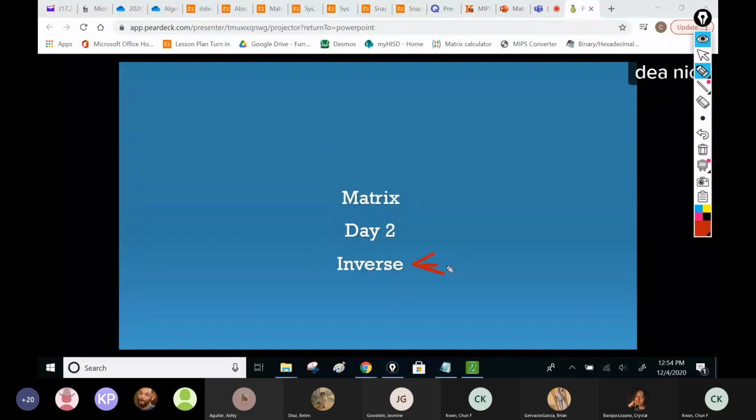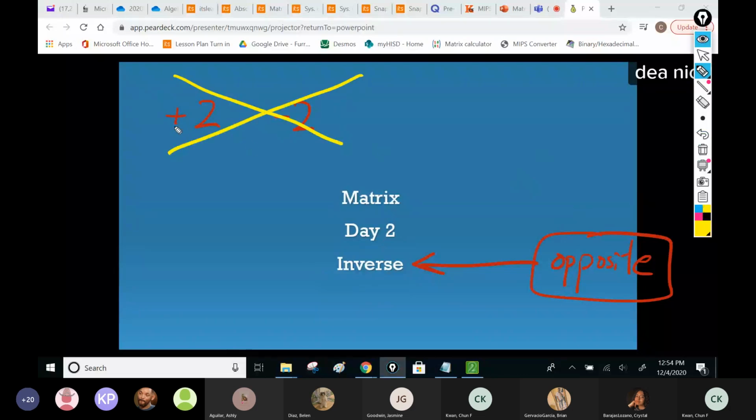So we are talking about inverse matrix. The word inverse is basically kind of like saying opposite. So we are trying to get the inverse of any matrix. When I say opposite, I'm not saying something like positive turning into negative. That is not inverse. Inverse is not positive turning into negative or negative turning into positive. That's not an inverse. So I want you guys to understand inverse.